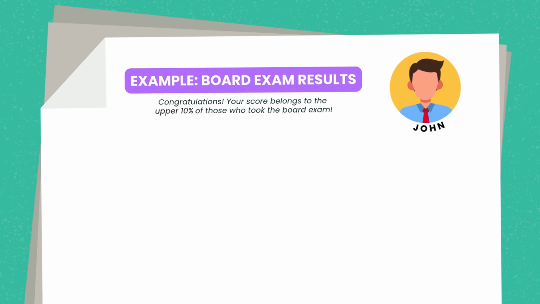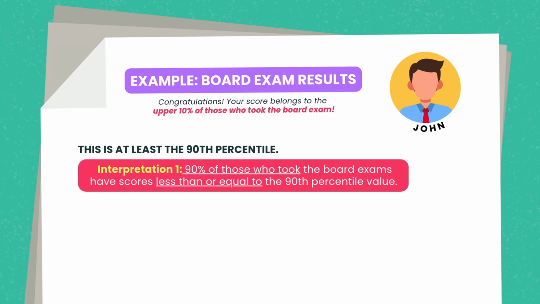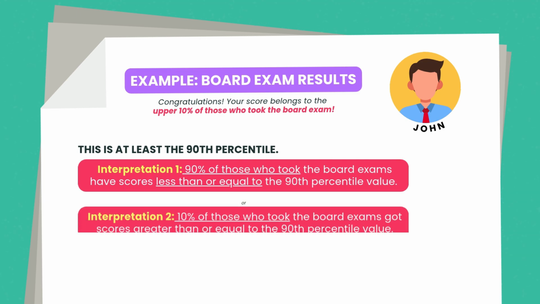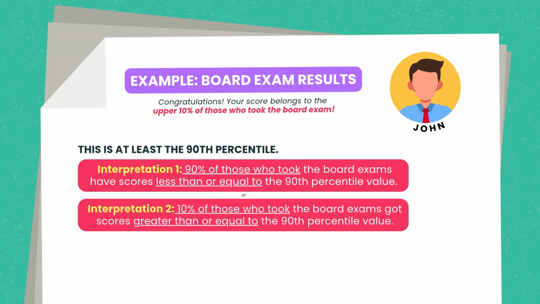When the results of the board exam came out, it was announced that John's exam score belongs to the upper 10% of those who took the board exam. What percentile am I referring to? Correct, it is the 90th percentile. And how do we interpret the 90th percentile? We say 90% of those who took the board exams have scores less than or equal to the 90th percentile value. Or 10% of those who took the board exams got scores greater than or equal to the 90th percentile value.